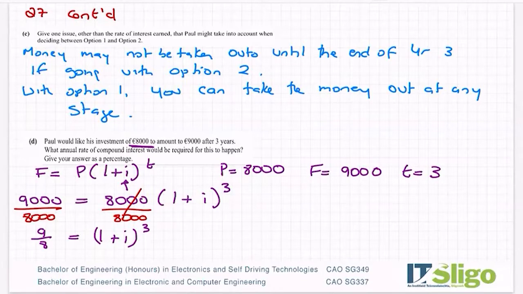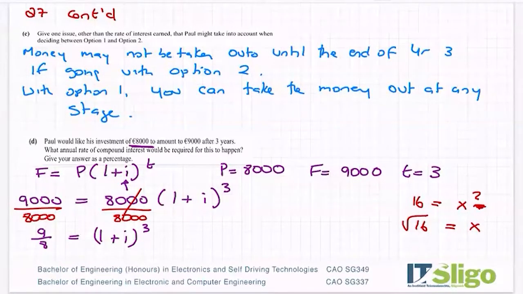Okay, so that's where we're at. Okay, if I said something to you like 16 was equal to x squared, how would you get rid of this power? Well, you do the opposite of it, which is square root. Okay, now we have to the power of 3 here. So it's a similar job, it's just not square root, it's 3 root. Okay, so to get rid of that power, we go 3 root 9 over 8.